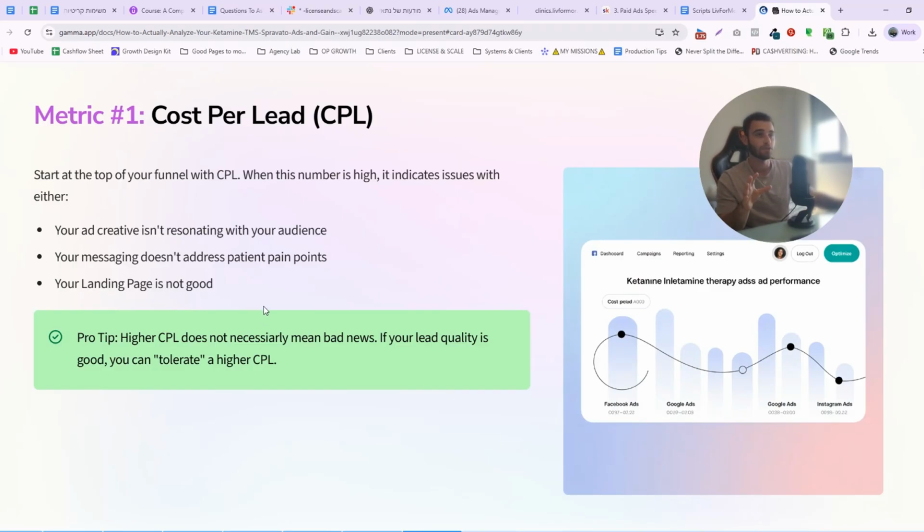And again, the things that you need to fix most of the time are that your ad creative is not resonating, your messaging does not address pain points, and that your landing page may not be good. Okay, it's not the algorithm, it's not the targeting, it's not any of these things. In the end, marketing is based on psychology. If you get the psychology right and you make people believe that you can solve their problem, then they're going to trust you, go to your landing page, leave details, and book a consultation with you. So that's metric number 1.